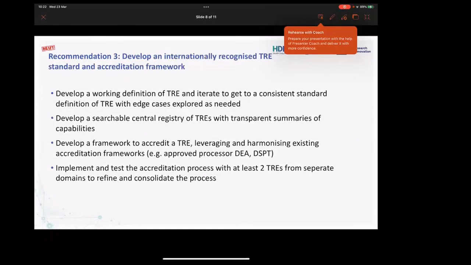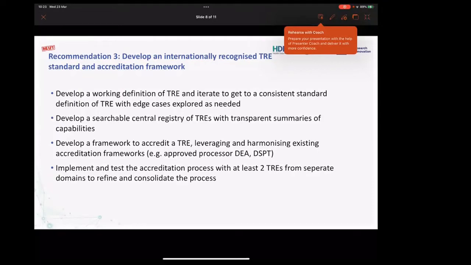The next recommendation is a lot to unpack here, and I purposely kept it at a higher level, but we can unpack this in further discussions going forward as well. This one is around developing an internationally recognized TRE standard and accreditation framework. The work that we're doing around trusted research environments has already been internationally recognized. People are champing at the bit to try and understand how we're going about defining a TRE and how we are setting up a federated infrastructure. But we have various different configurations of TREs popping up across the UK, and that's all right, because this idea has been around only for 2 years, and people are exploring the limits as to what constitutes a TRE.